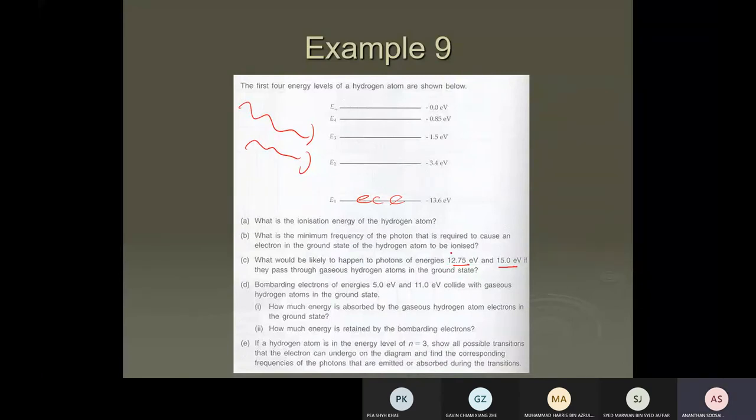So is it going to absorb 12.75? If it absorbs 12.75, which energy level can it go to? I think 13.6 minus 0.85. Right, 13.6 minus 0.85, I think it's 12.75 eV from here to here. So the electron will absorb the 12.75 eV photon and go straight to this energy level. The electron stays here at energy level 4. 12.75 will be absorbed. 15 eV won't be absorbed, it just passes, because only 13.6 is needed.